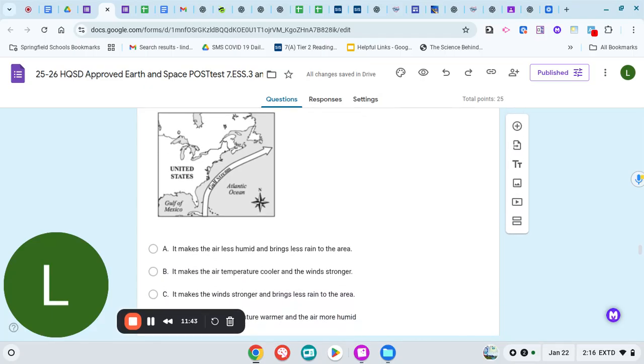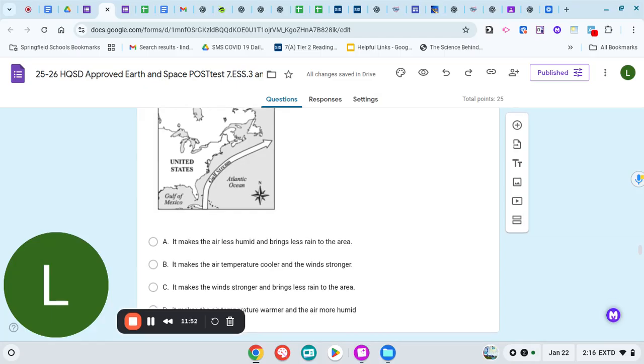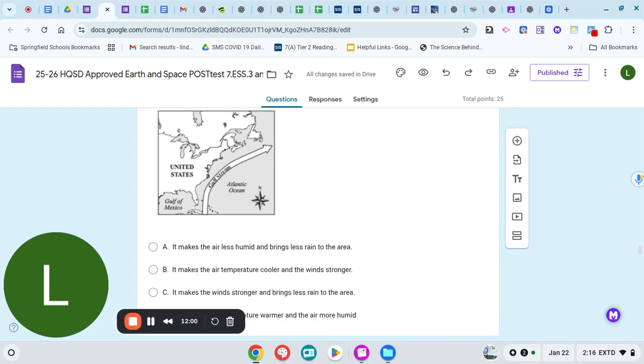A, it makes the air less humid and brings less rain to the area. B, it makes the air temperature cooler and the winds stronger. C, it makes the winds stronger and brings less rain to the area. D, it makes the air temperature warmer and more humid.